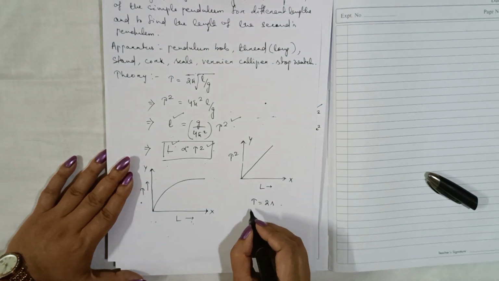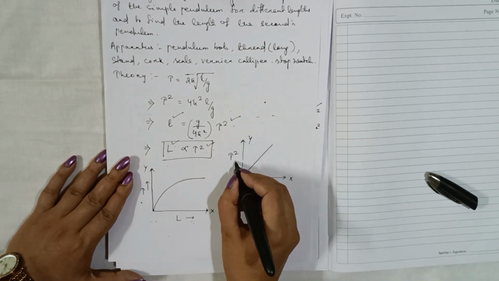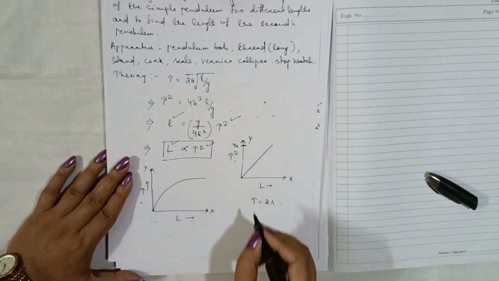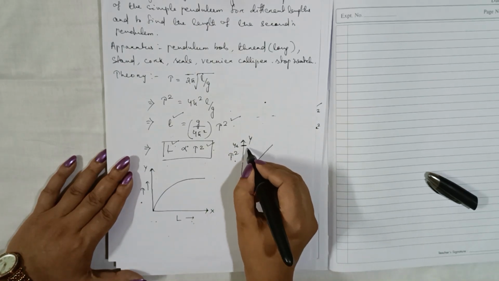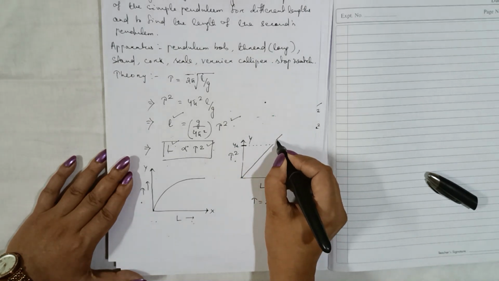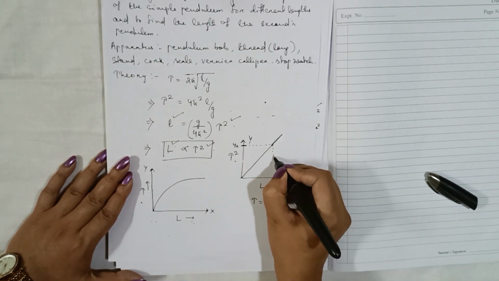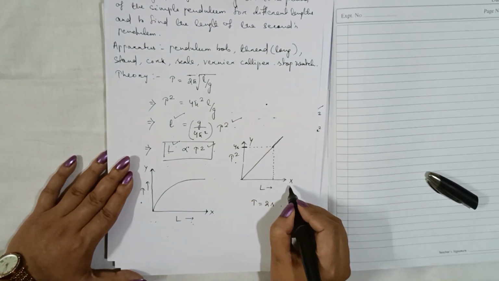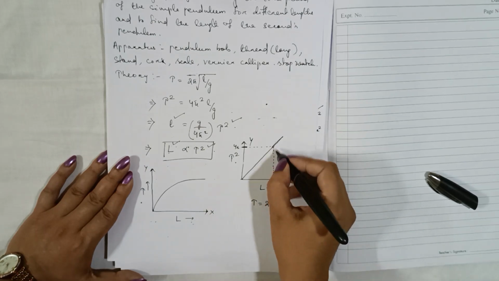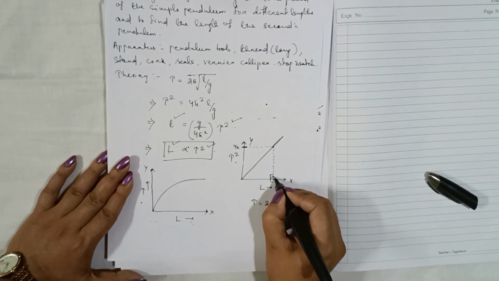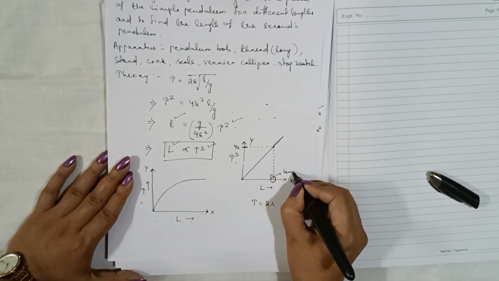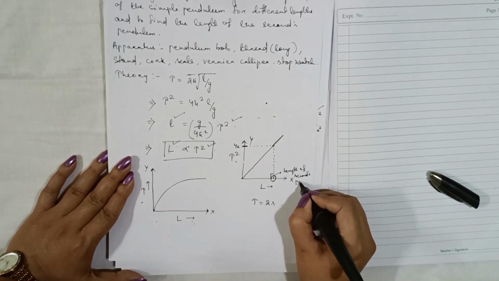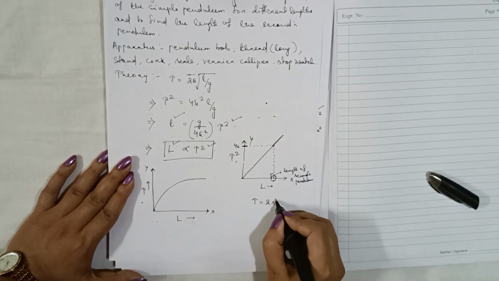Now if it is 2 seconds, since on the y axis we have T square, there will be a point where we have 4 seconds squared. Whenever we have 4 on the y axis, we drop a perpendicular. Suppose this is the graph, and then we have to drop the perpendicular on the y axis. So this is the length of the second pendulum. The second pendulum is a pendulum whose time period is equal to 2 seconds.